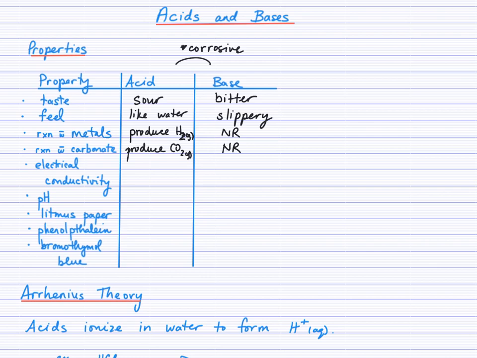So electrical conductivity, well, I'll put a little star beside this because we'll revisit this with acid-base strength, but typically acids and bases are good conductors. So we'll look at how they can possibly be poor conductors a bit later when we look at acid-base strength.